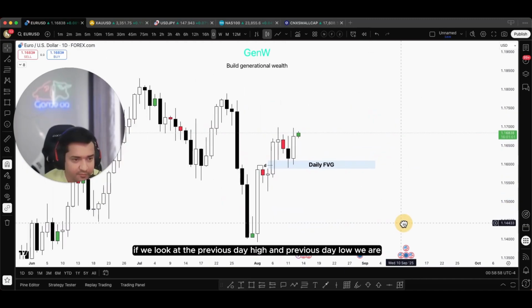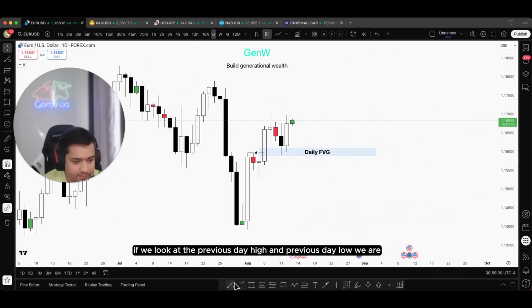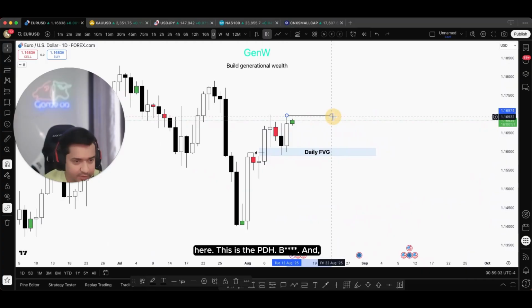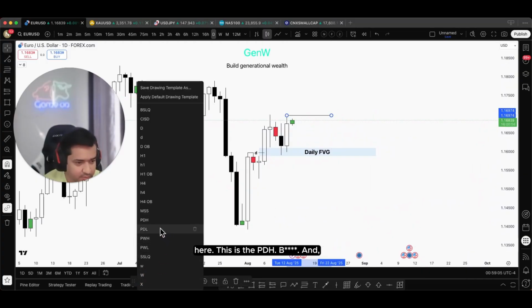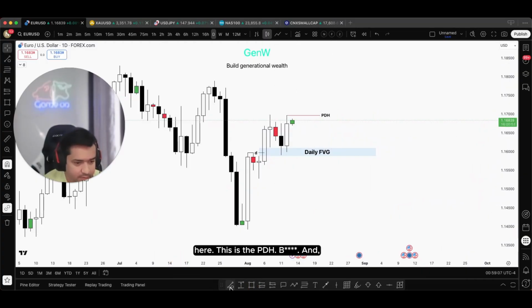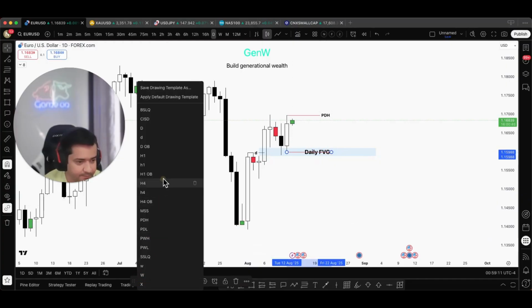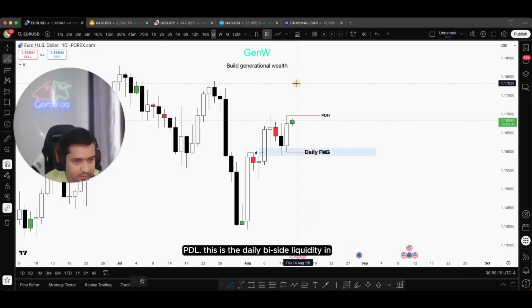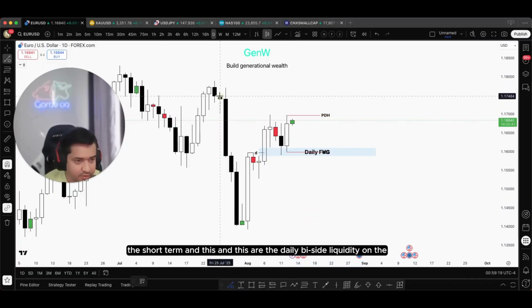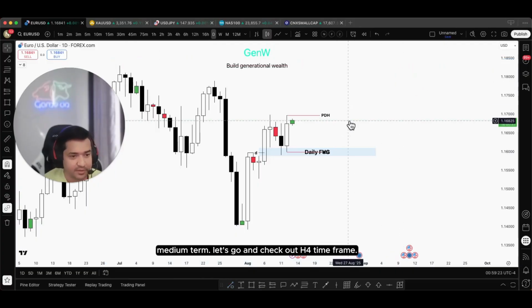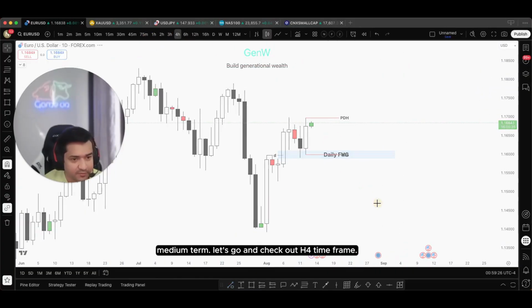Now if we look at the previous day high and previous day low, we are here. This is the PDH and this is the PDL, which is right here. This is the daily buy side liquidity in the short term, and these are the daily buy side liquidity on the medium term. Let's go and check out the H4 time frame.